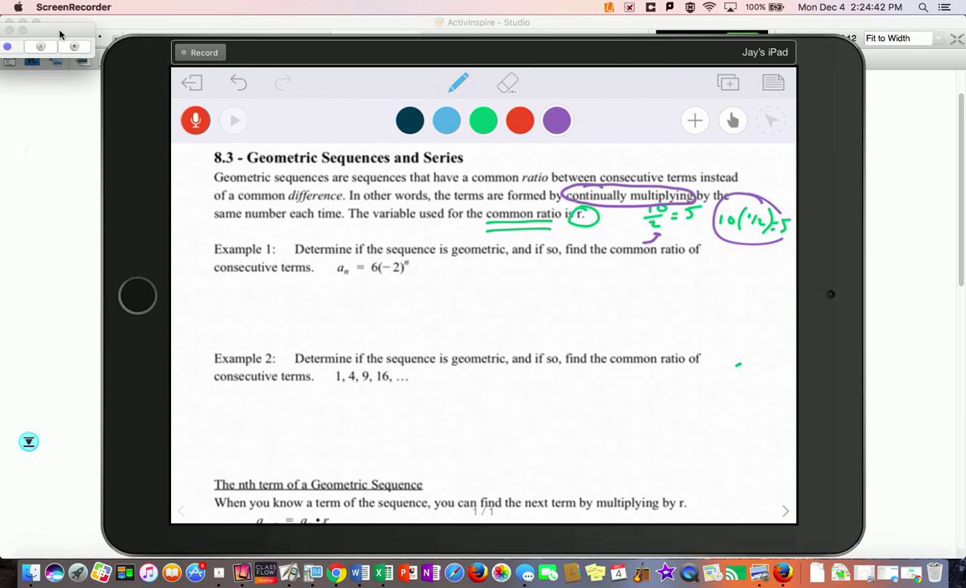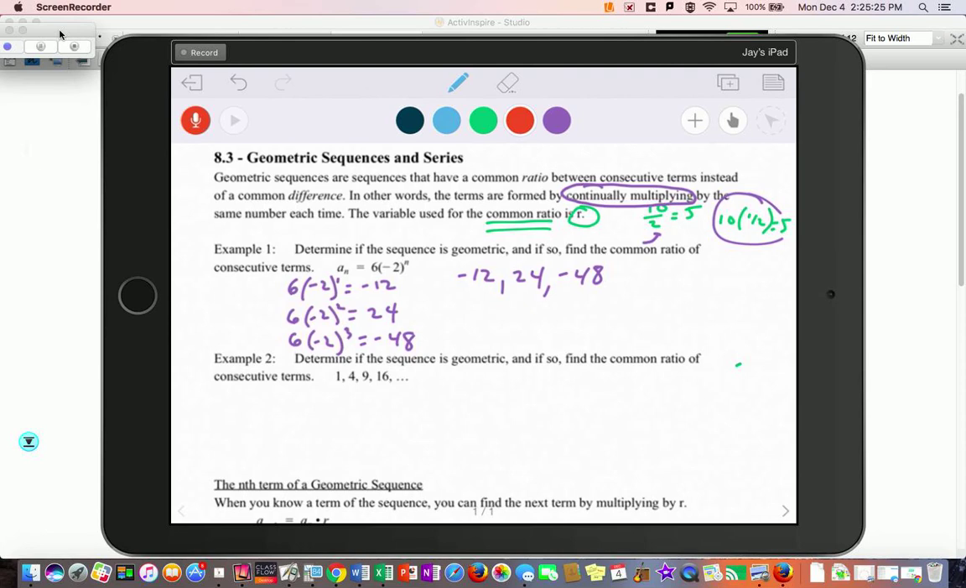All right, so determine the sequence, determine if it is geometric, and if so, find the common ratio. So start by putting in a 1, and 6 times -2 to the first power would just be -12. The next number would be 6 times -2 squared. -2 squared is 4, times 6 is 24. And 6 times -2 cubed, that's -8 times 6, which is -48. So when you go -12, 24, -48, you can keep going.